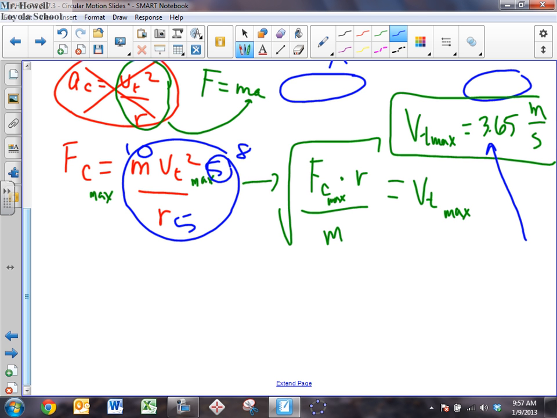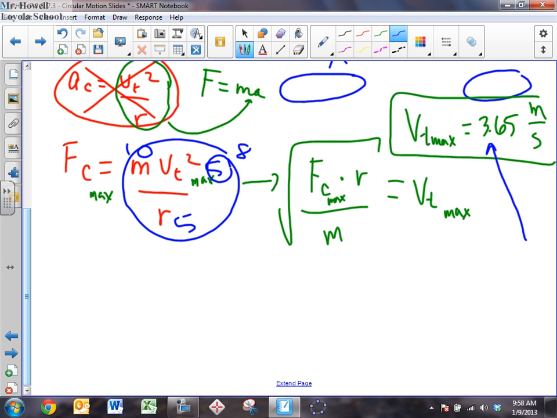So again, 3.65 for a velocity, 60 for a mass, 8 for a radius gives you exactly 100. Any velocity bigger, plug in 3.66, okay? It's going to make the centripetal force bigger than 100, but we're told that it can only be 100. If that happened, the rope would snap. So this is the maximum allowable velocity of the object or the person.